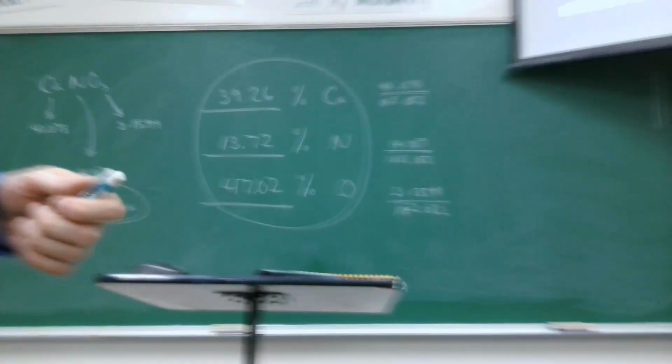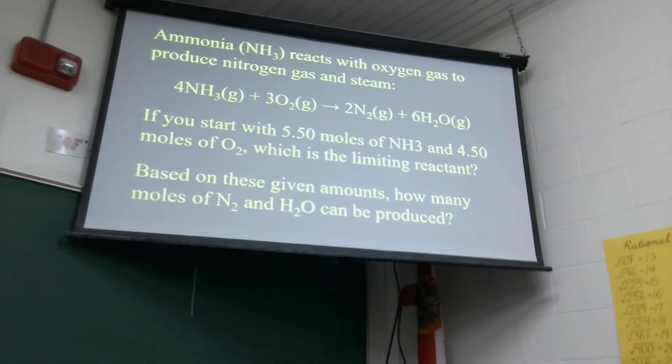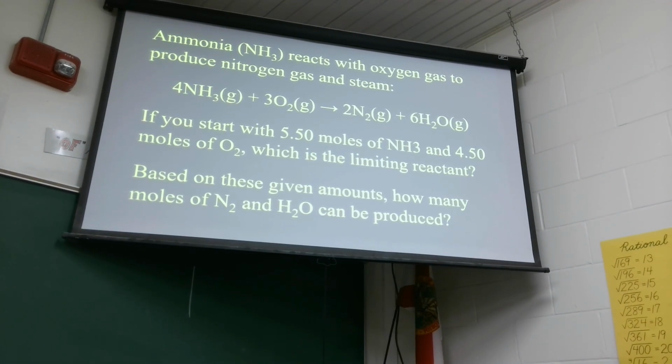This is similar to the first homework problem. Ammonia reacts with oxygen to produce nitrogen and steam, and we see the formula there. Go ahead and copy just the equation, not the formula, the equation. Copy that chemical equation on your paper. And I'm going to skip some of the notations because I'm lazy.